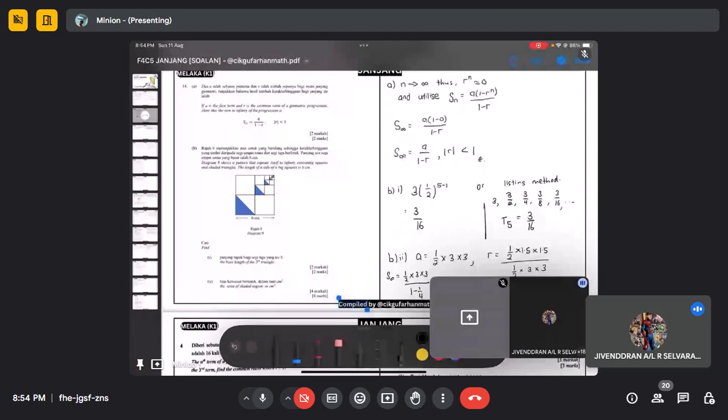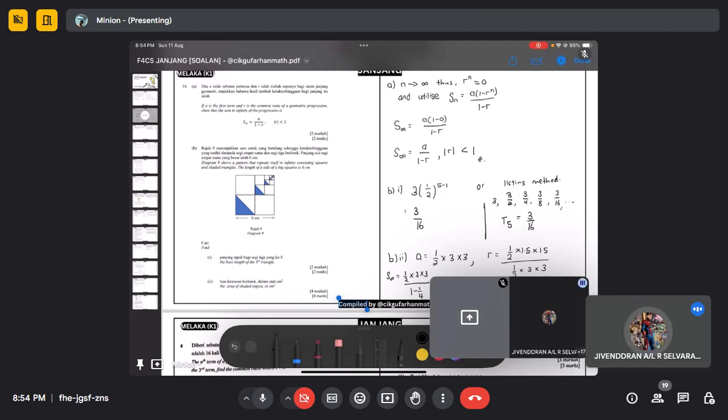For B, they're asking the base length of the fifth triangle, so there are two ways of doing it. Either you can do it using the formula or listing. If you use the formula, you should use the Tn formula for geometric progression. Why geometric progression? Because the lengths are reducing by division, not by addition or subtraction.